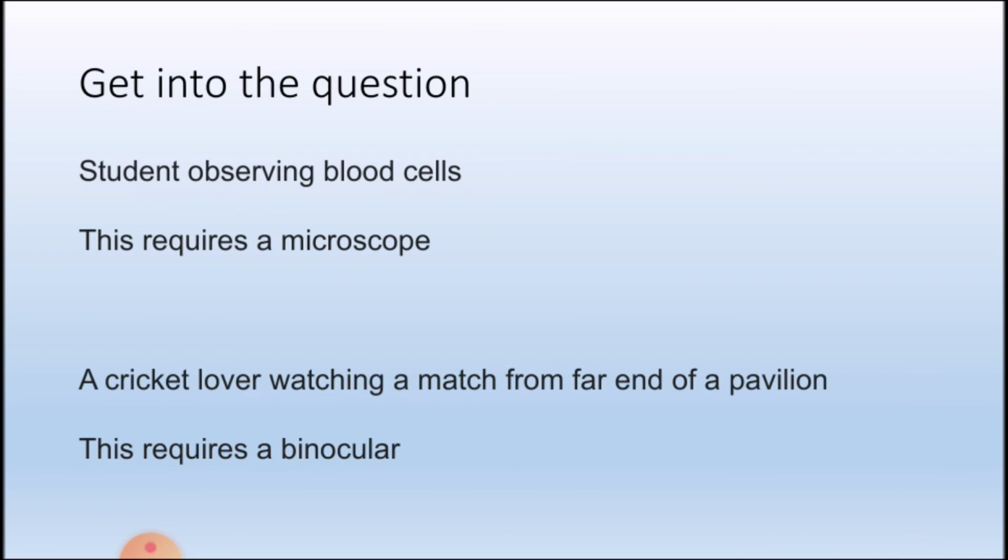And instance number 3 explains observing blood cells or minute structures by a student. For this, it simply requires a microscope. Compound light microscopes, electron microscopes, there are so many types of microscopes, but according to your syllabus, this discusses the compound light microscope.